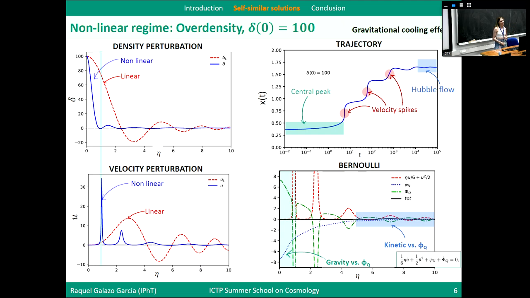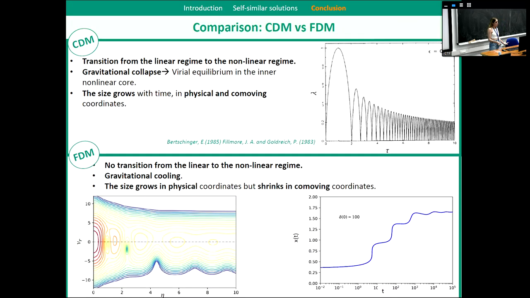Okay. Let me show you here that if we adopt a Lagrangian point of view, which is just to follow a mass shell, we can see that a mass shell inside a perturbation first starts in this central peak, and then we have three well-distinguished velocity steps that we can see here in this field plot. And then it goes to the Hubble flow. I leave this slide, the comparison between cold dark matter self-similar solutions and the fuzzy dark matter ones, to conclude my talk. Thank you.